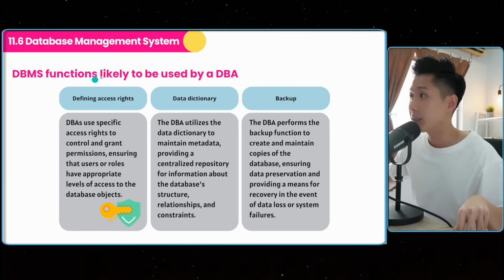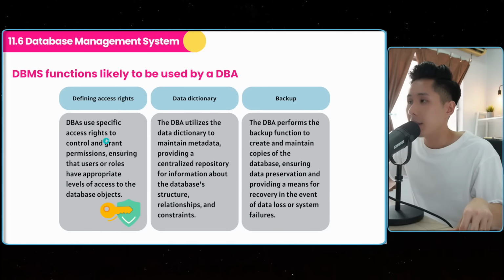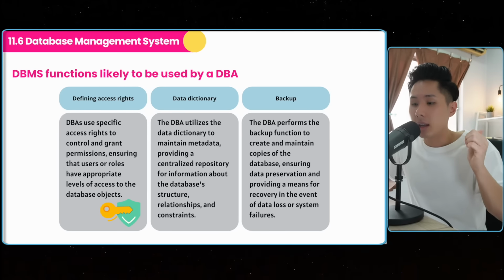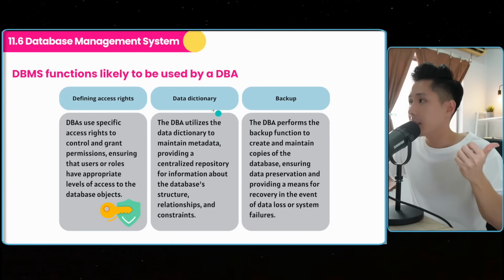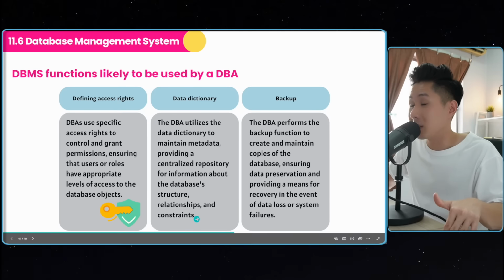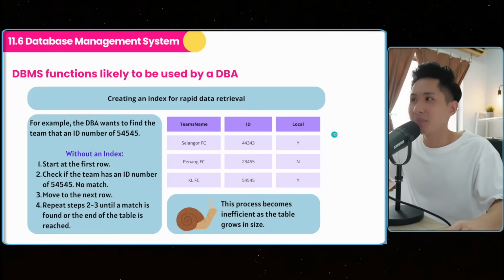So some of the functions that will be used by a DBA, the second level, conceptual level, defining access rights, meaning it gives rights to the user to control and grant permission. So it can assign permission to this group of users and the other group of users, and it ensures data privacy. So another thing is the data dictionary. They utilize the data dictionary to maintain metadata, providing a centralized repository for information about the database structure, relationships, and constraints. Last but not least, backup, which is essentially backing up the data.